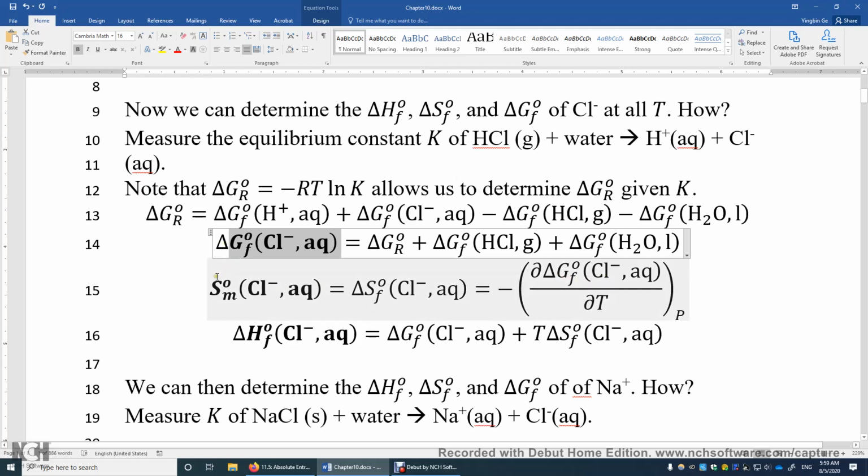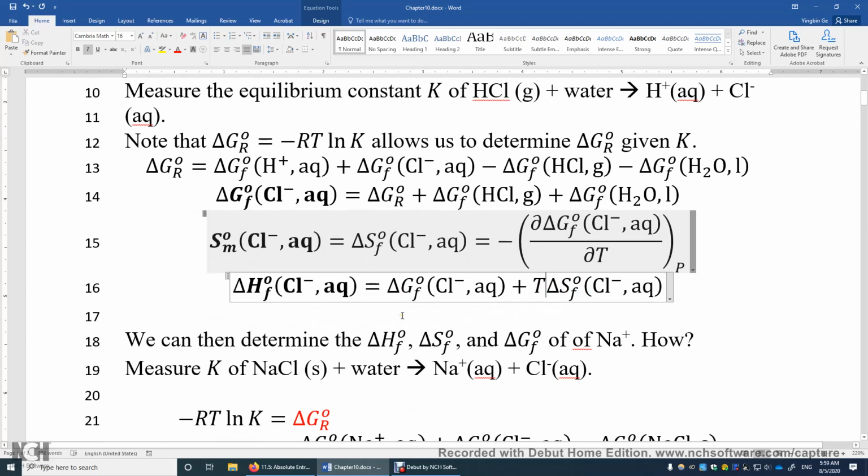Once Gibbs energy and entropy are obtained, it's really easy to get the enthalpy of formation. Again, this is because H is G plus TS. Therefore, this enthalpy of formation is the Gibbs energy of formation plus T times the entropy of formation, or simply the molar entropy, same thing, at the given temperature.